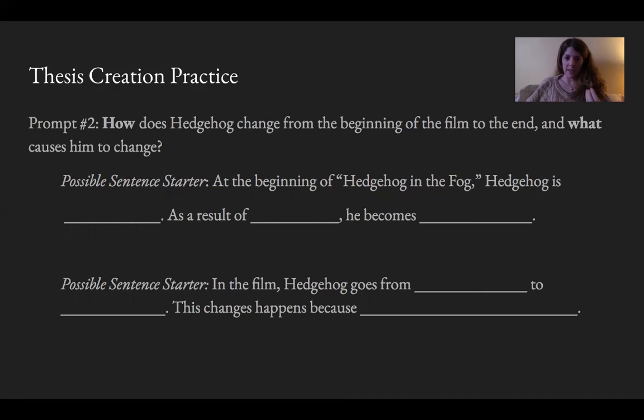So you might say something along the lines of, at the beginning of Hedgehog and the Fog, Hedgehog is blah, blah, blah. As a result of blah, blah, blah, he becomes blah, blah, blah. So he goes from A to B as a result of this other thing. Alternatively, you might try, in the film, Hedgehog goes from blah to blah, and this change happens because of blah. However you format it, you can use these sentence starters or you cannot.